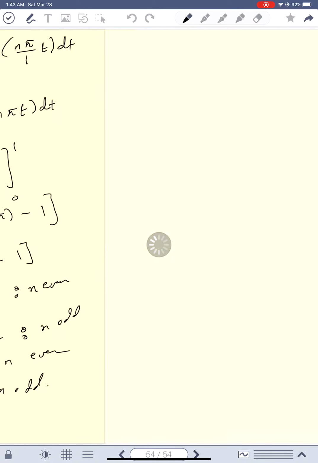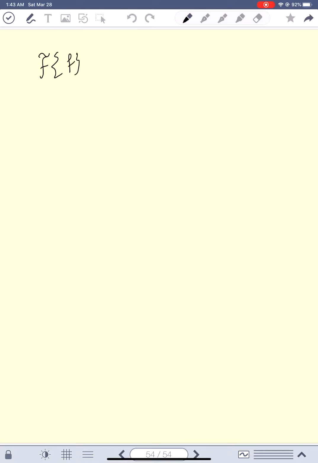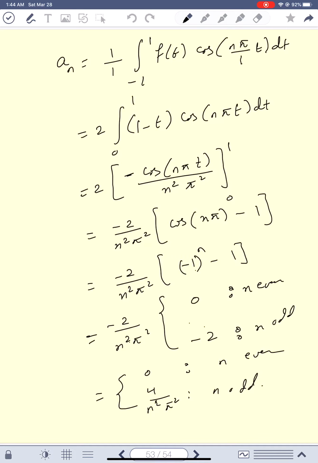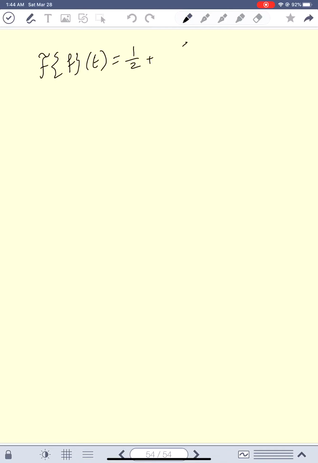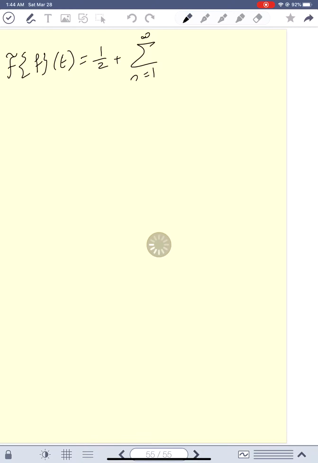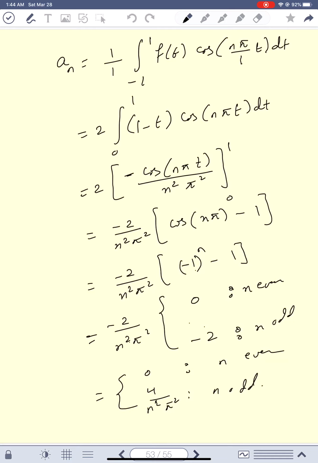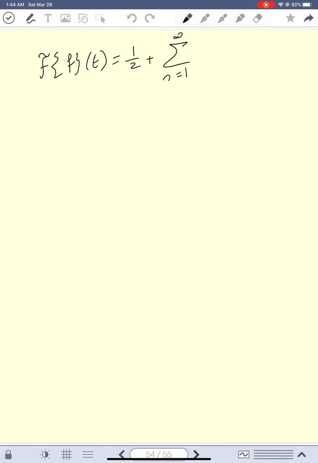So now we are ready to write the Fourier series of f. What's the Fourier series of f in terms of t or x? Again, it doesn't matter. The a naught was half plus the sum from 1 to infinity of the a_n and the b_n. The b_n, of course, is 0. We found it here. So now we just need to deal with the a_n. The a_n runs only over odd indices, so I'm writing here n is odd because the even ones are zeros. 4 over n squared pi squared cosine(n pi over L t), which is 1 times t, right? We've seen this idea many times.